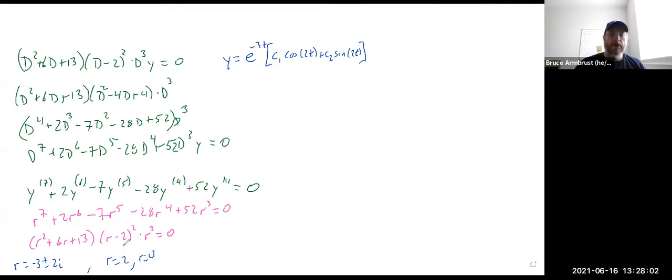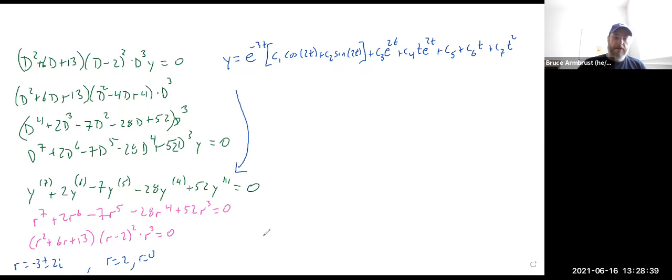From the r equals 2, that's going to give me an e to the 2t, but then it's repeated. So that means I need a c4 t e to the 2t. And then r equals 0 gives me a constant, but it's repeated. So I'll multiply by t. And then it's repeated again, so I multiply by t yet again. So there's the general solution to this differential equation.